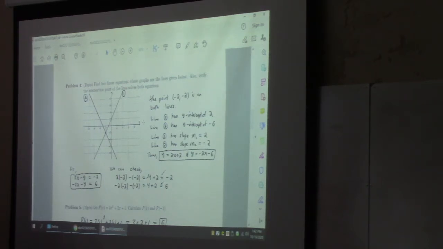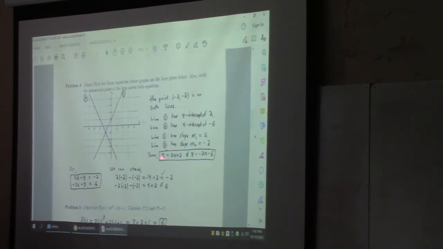What I did was just to look at line 1 and notice it's got a y-intercept of 2. And then I found the rise over the run, right? It runs 1, it goes up 2. So that means that the slope of line 1 is 2, right? Line 2, on the other hand, has a y-intercept of minus 6. And for every 1 it goes over, it goes down 2. So it's got a slope of minus 2.